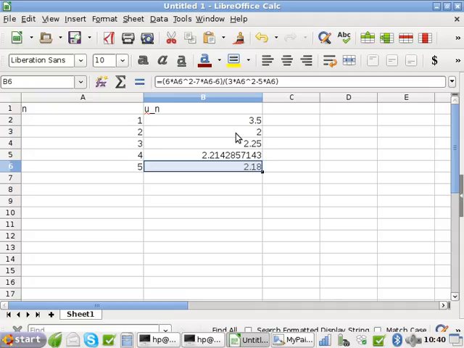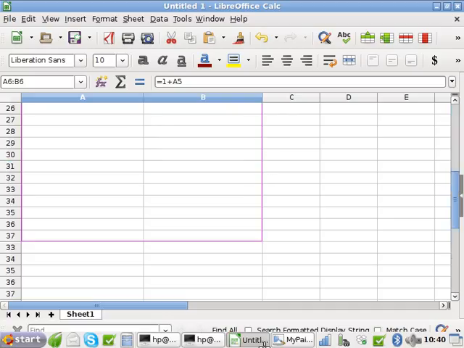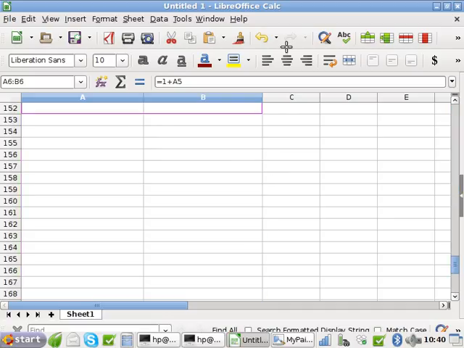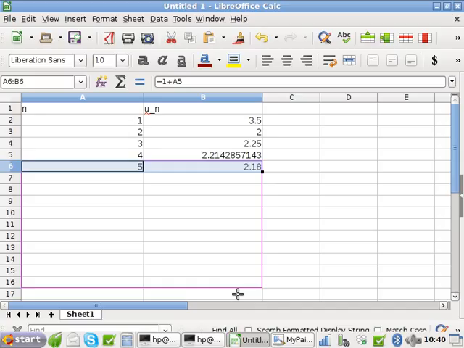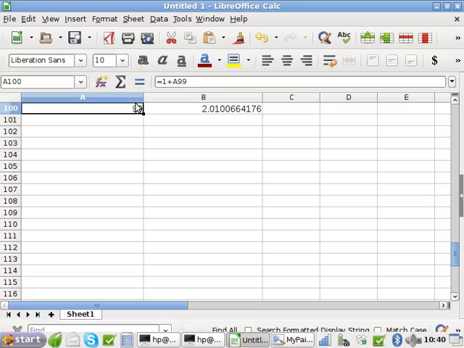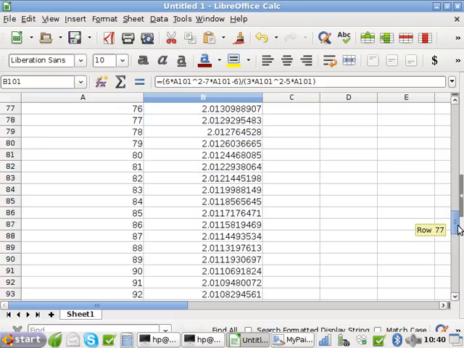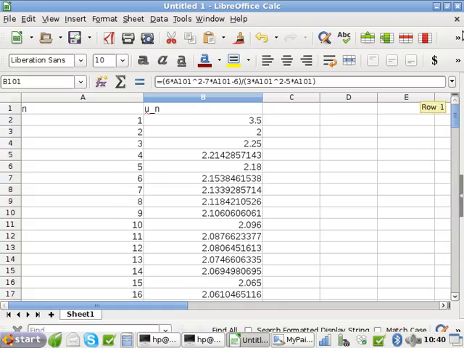Convergent, and the limit, what do we think? It might be 2, but like I said, it could be like 2.1 or something. So I'll scroll down to, let's say, the 100th term. Well, that'll be enough. Yeah, so it looks like it's probably moving towards 2 as the limit.